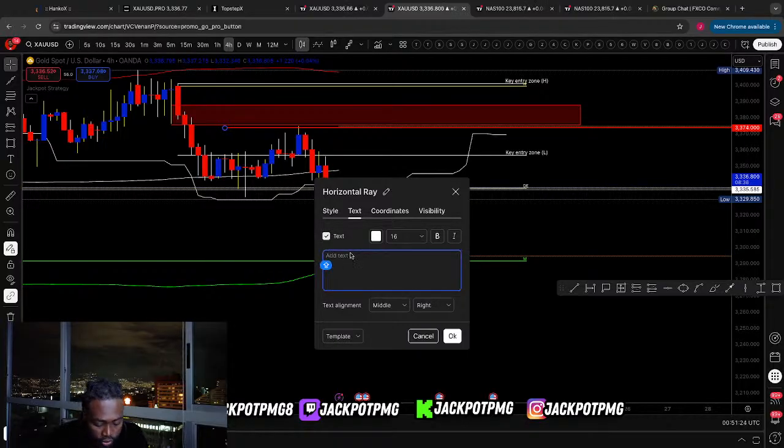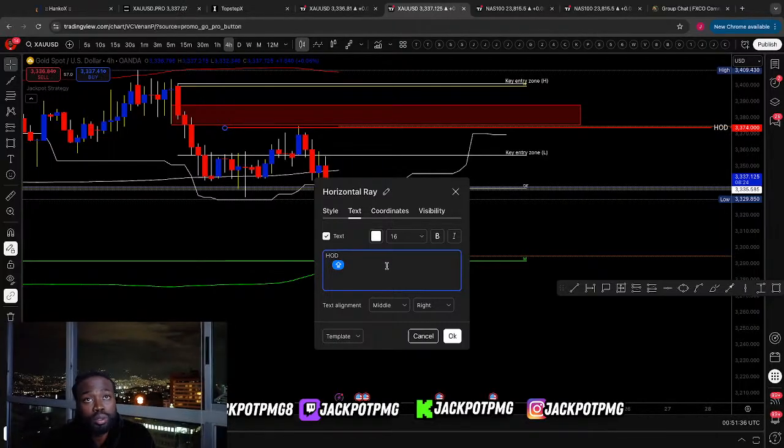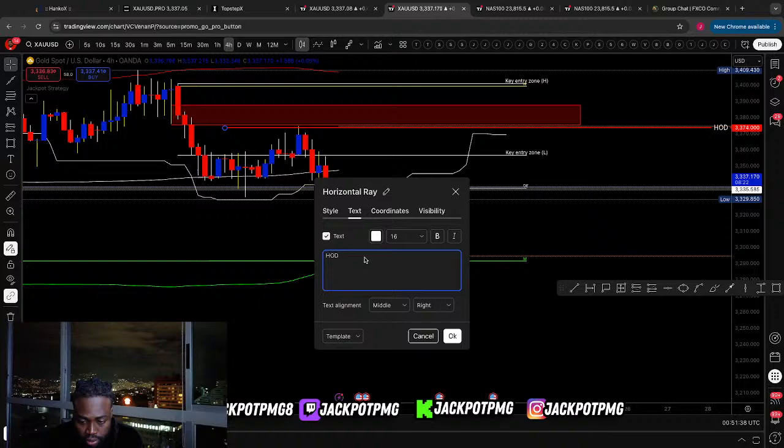It's gonna be high up there, and I said this to you guys in the team, not probably the exact same price, but about the exact same price. So it's all in the group, and also in the Telegram group as well. All right, high of day.